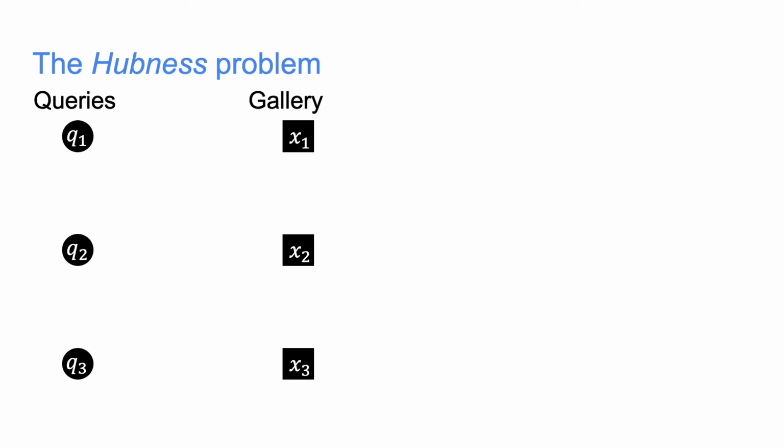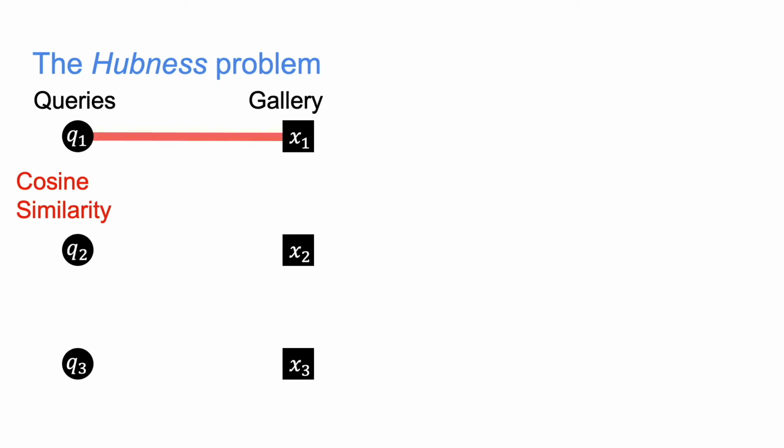Now, I will explain what is the hubness problem and how it affects the performance of text video retrieval methods. In this example, we will assume we have 3 queries along with their embeddings, and 3 videos in the gallery and their embeddings. In the ideal case, each query will retrieve 1 video. So Q1 will retrieve video X1 and so on.